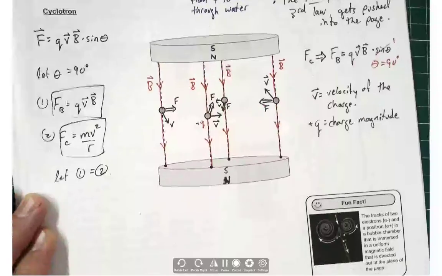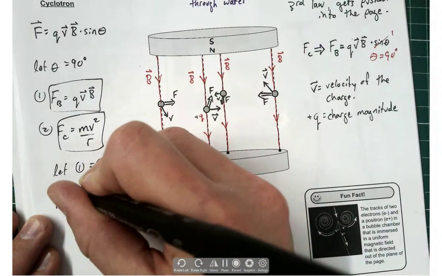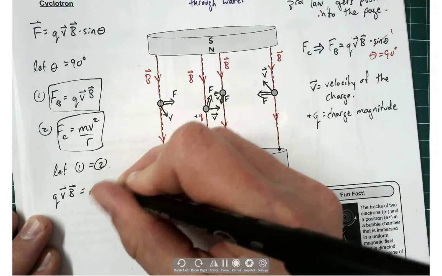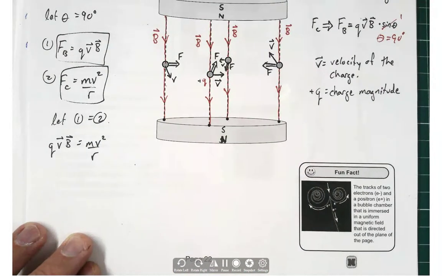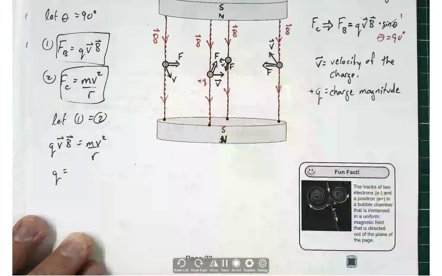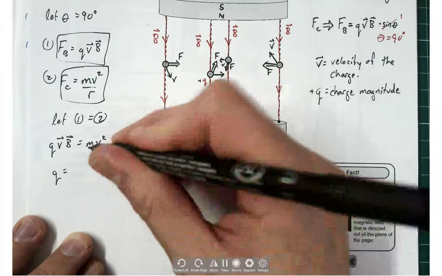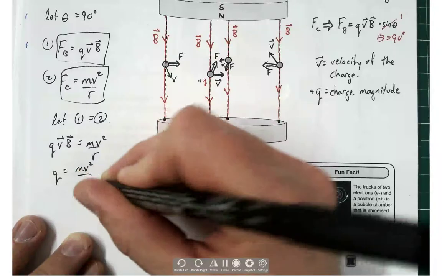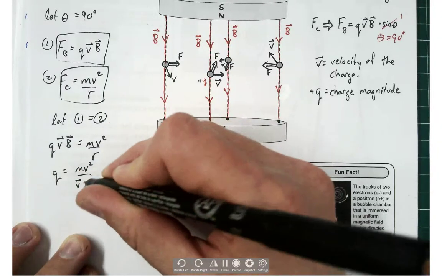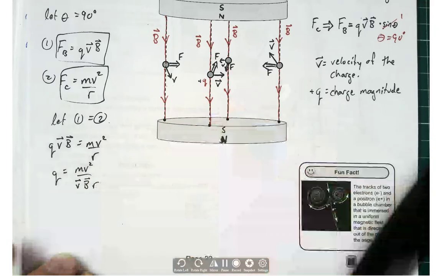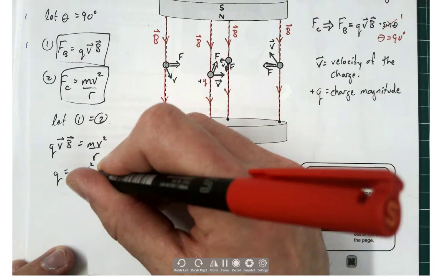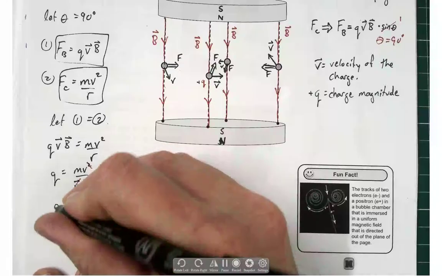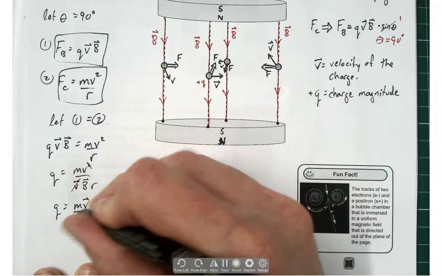If I allow equation 1 to equal equation 2, I would be saying QVB equals mv squared over r. Now for a cyclotron, I could look at Q all by itself, and I could say mv squared over velocity times magnetic field times r. People are like, wait a minute, the v in the numerator and the v in the denominator, those are both speed. It's not like one's electrical potential or something like that. So that guy's going to eliminate, and I end up getting Q equals mv over Br.